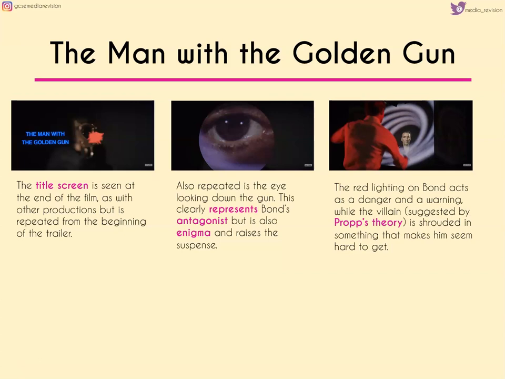Another shot that's repeated is the eye looking down the gun, and again this clearly represents Bond's antagonist, but we've also got enigma and suspense created here, particularly when we cut to this shot of Bond who's shown in red lighting, which acts as danger and warning, whereas the villain, as we might see in Props Theory, is shrouded in something that makes him seem much, much harder to get.